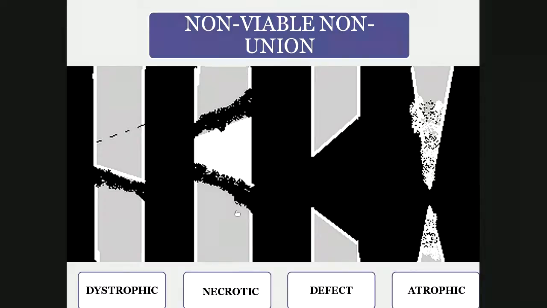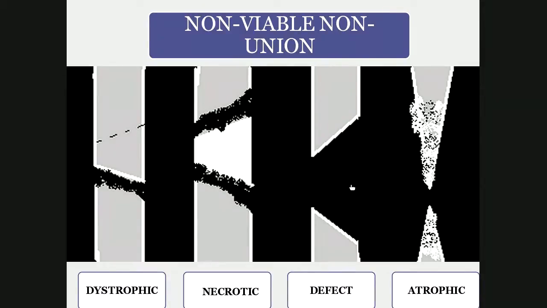Necrotic non-union means that there's dead bone in between the viable fragments. The dead bone in this image, you will see, is much whiter than the rest, so it means it's sclerotic because it's dehydrated and it's lost its blood supply. We'll get a little bit more into this when we do osteomyelitis.